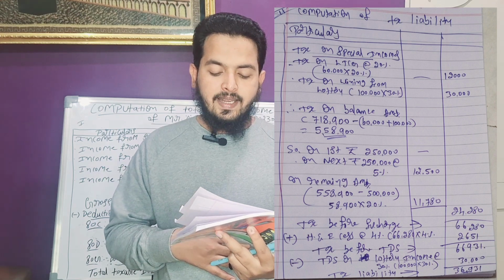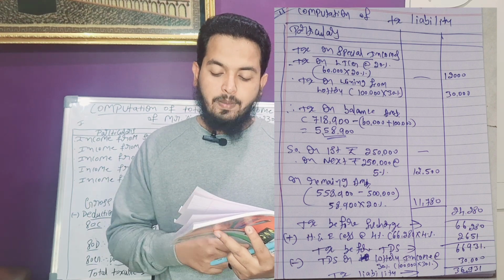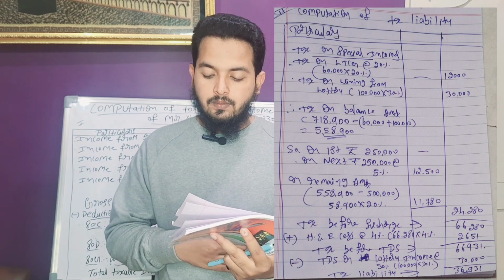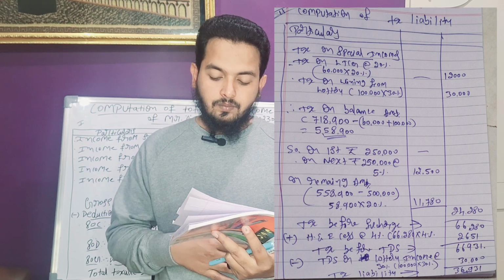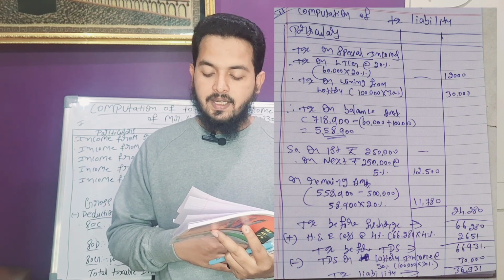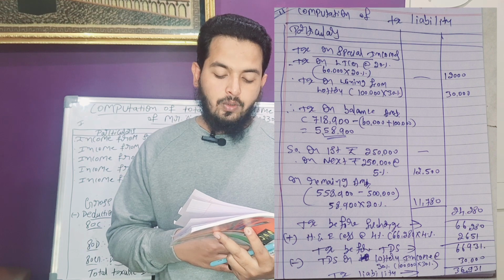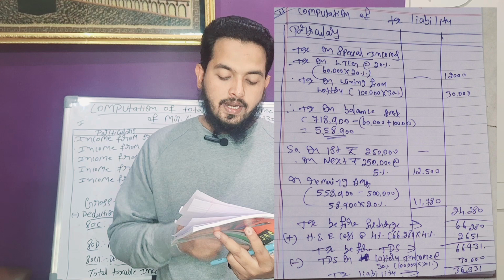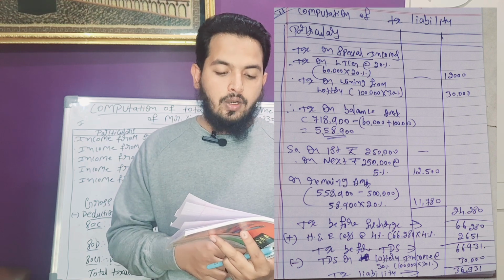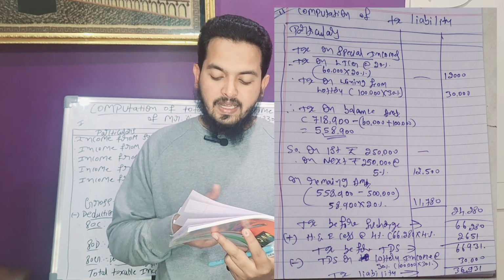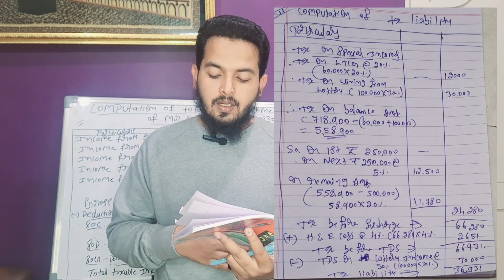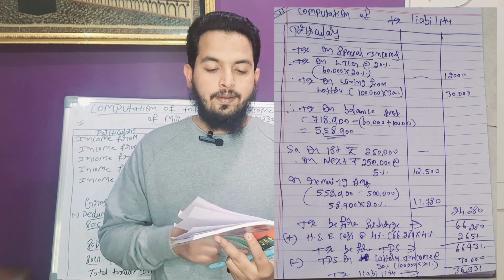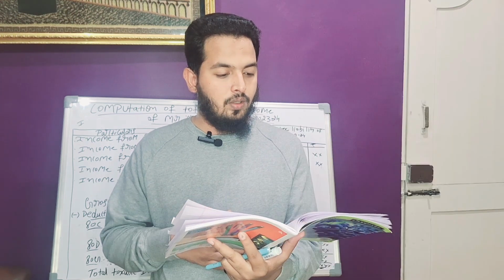Add health and education cess at 4%. 66,280 into 4%, 2,651. Add this, you are going to have 66,931 tax before TDS and advance tax, minus TDS on lottery income at 30%. What is the lottery income gross amount? 1 lakh. 30% you have to calculate, 30,000. So tax liability is 36,931 rupees. Take a screenshot of all these answers.